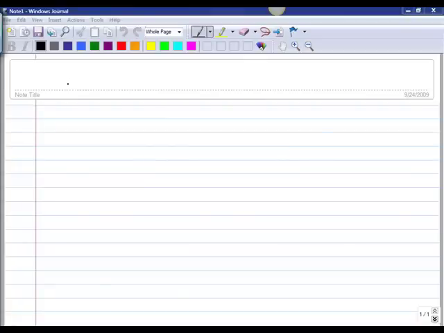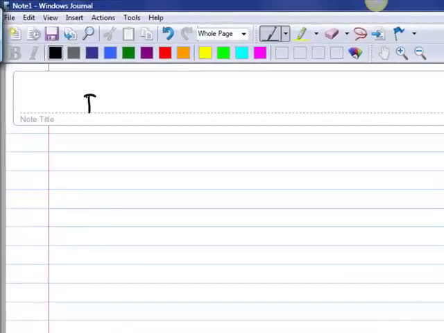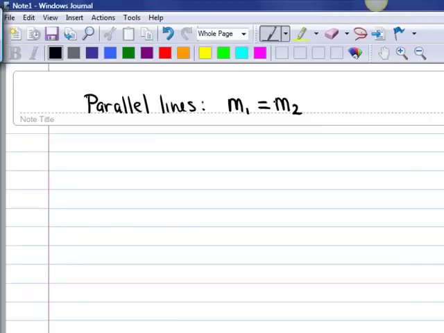With the idea of lines, we can also look at how lines relate to each other. Two lines can be parallel, and if they're parallel lines, we know something about their slopes. The slope of one line has to equal the slope of the second line. Their slopes are equal.